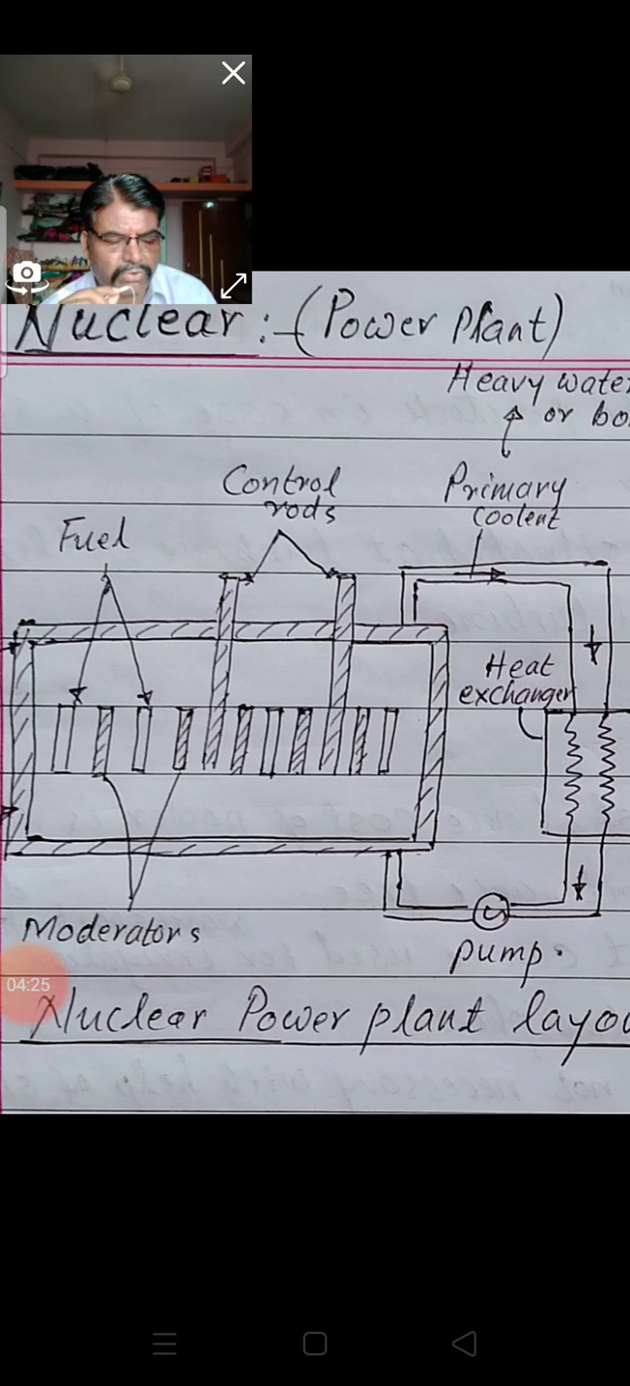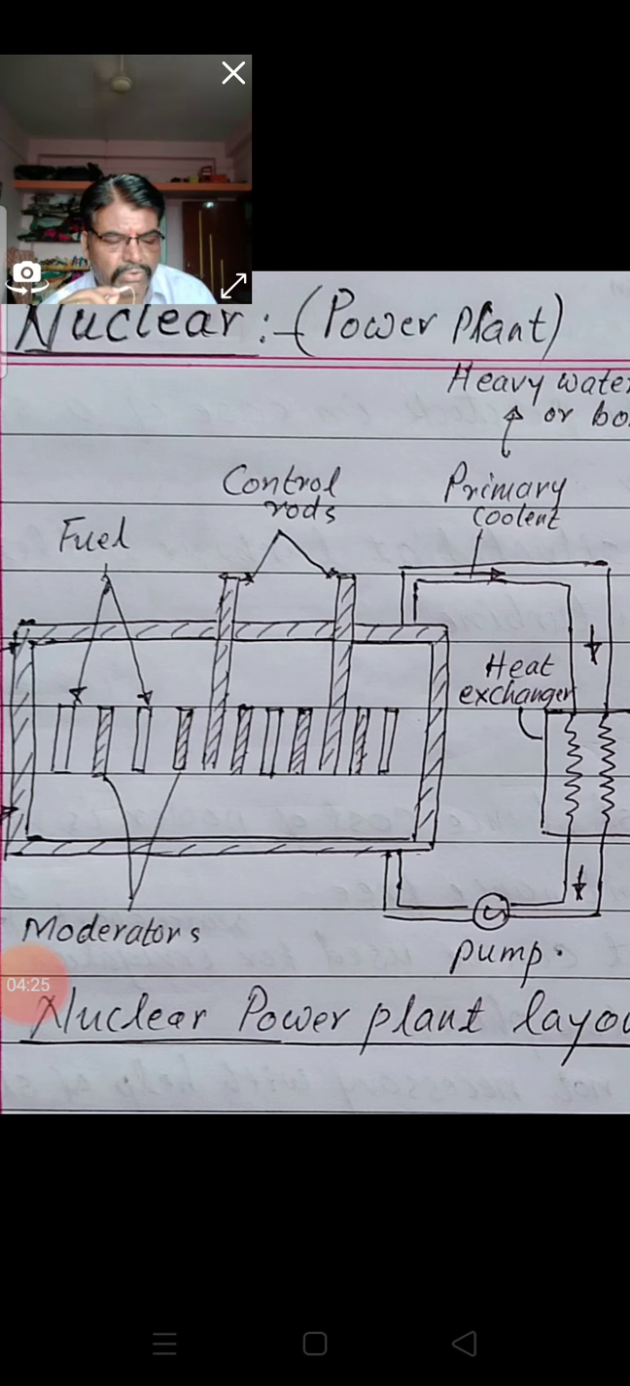The next important part is the heat exchanger. What happens in the heat exchanger? You can see in the diagram the heat exchanger, which connects the two circuits. The heat absorbed by the primary coolant from the reactor is transferred to the secondary coolant, which is water. The secondary coolant is then converted into steam.